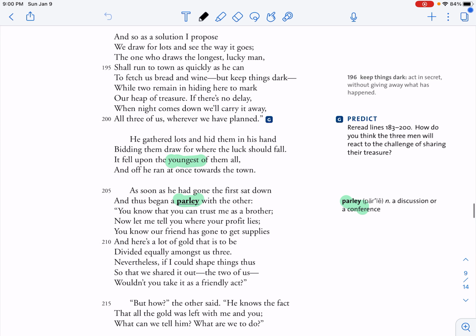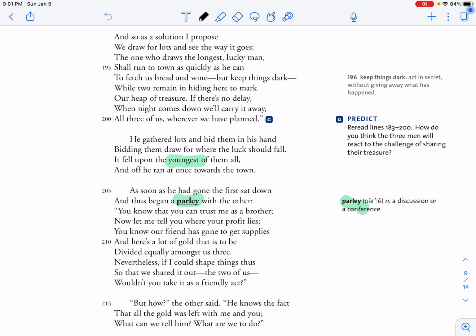And as a solution, I propose, we draw for lots and see the way it goes. The one who draws the longest, lucky man, shall run to town as quickly as he can to fetch us bread and wine, but keep things dark, while 2 remain in hiding here to mark our heap of treasure. If there's no delay, when night comes down, we'll carry it away, all 3 of us, wherever we have planned. Now, this guy's really wicked, and there's a reason for this. So he says, let's draw lots, right?